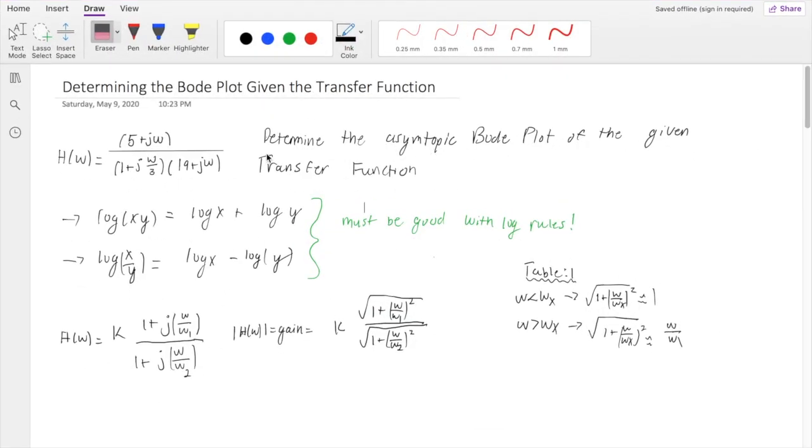In today's lecture, we're going over how to determine the Bode plot given the transfer function. So to our left, we see that the transfer function is given. And what's really important to note is we must be really good with the log rules. Here are just some important little tables and equations I wrote down.